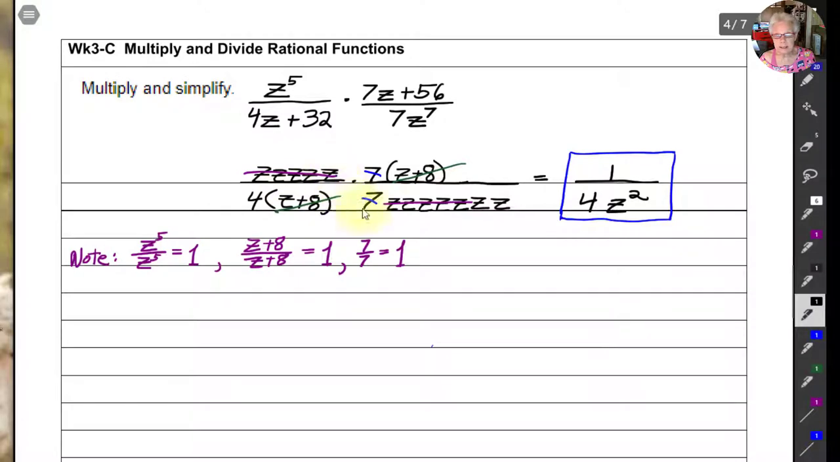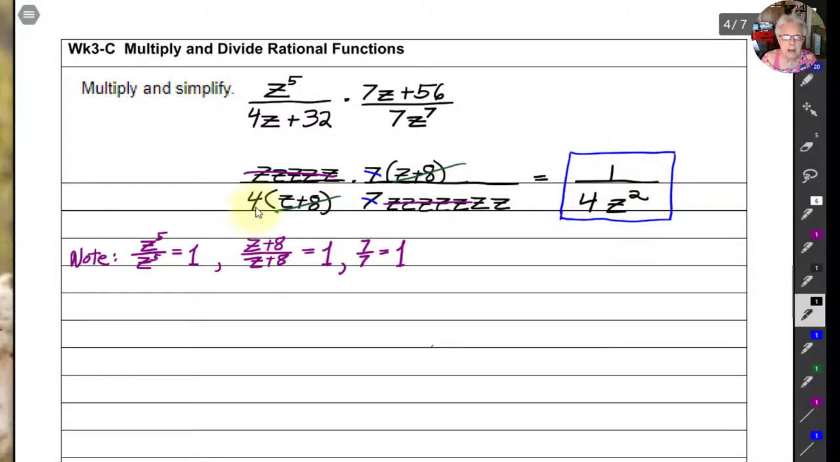These 5 z's will cancel these 5 z's, leaving me a z squared. This 7 and this 7 will cancel because 7 over 7 is 1. z plus 8 over z plus 8 is 1. And z to the 5th over z to the 5th is 1. So I am left with nothing up top, but don't put a 0, because there is really something up front. Remember that every time you cancel, you have a 1. So there's a 1 up top.